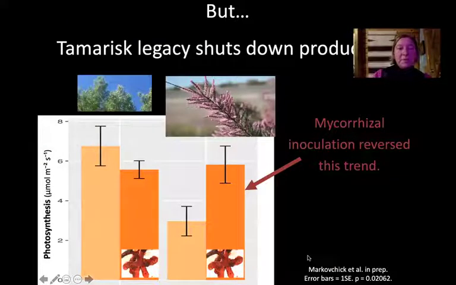This seems to be because tamarisk legacy is actually shutting down the plant production without mycorrhizal inoculation. So you can see here in the tamarisk legacy soil, that photosynthesis, the light bar on the right-hand side, goes way down. When we add mycorrhizal inoculation, it bumps back up to sort of that status quo level again.